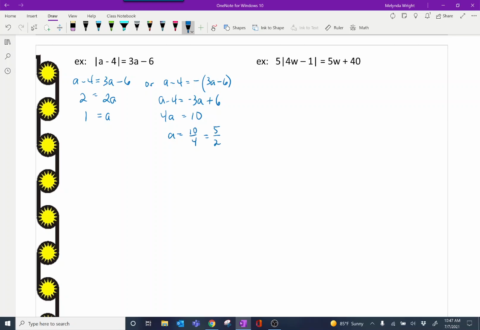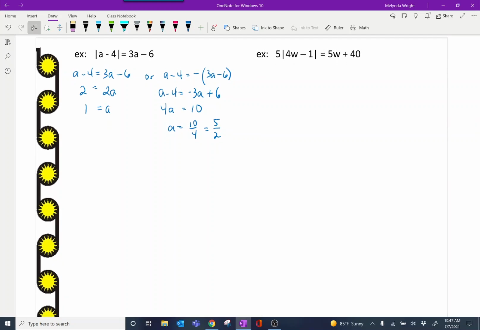All right, so now when we have variables on the outside, it's really important to check. We might be able to get away with not checking on the first two because they're just numbers, but here it's kind of important. We could have something called extraneous solutions. So let's check our first value, which is the 1. So we're going to plug 1 in for a in my original equation, and we'll work it out.